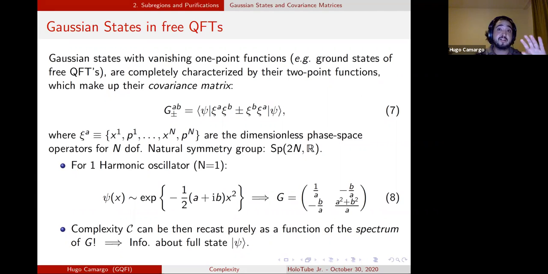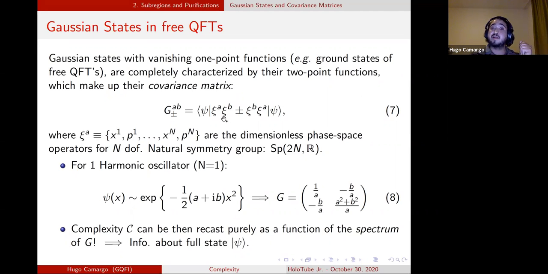And these two-point functions make up what we refer to as the covariance matrix. The entire information about a state which is Gaussian is captured entirely by this covariance matrix. So for example, if we have n degrees of freedom, then the covariance matrix, depending on whether we have a bosonic or a fermionic system, we will write it in this particular way.